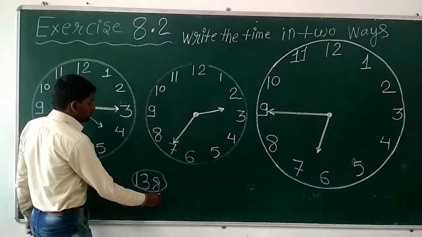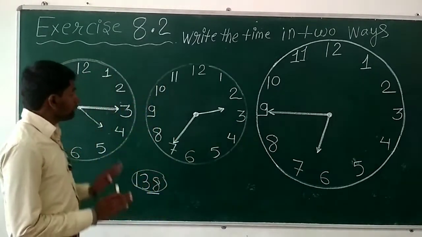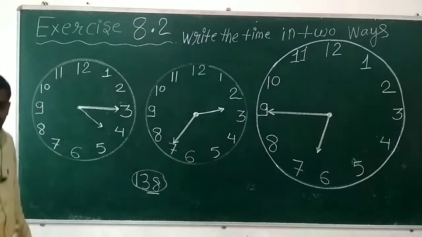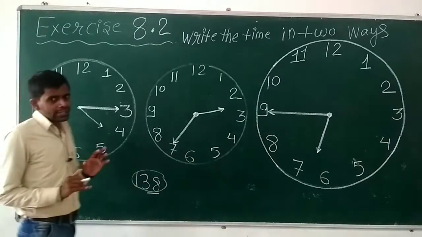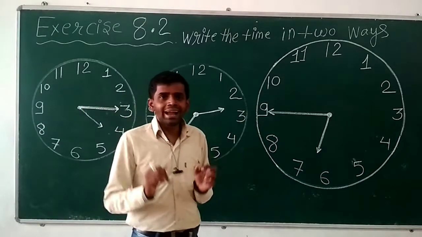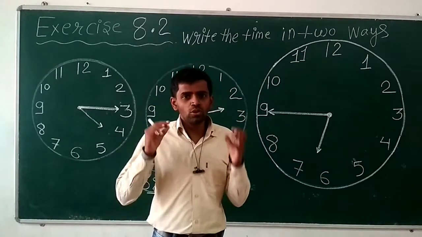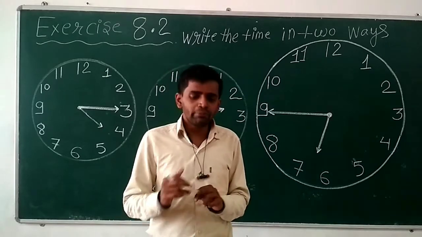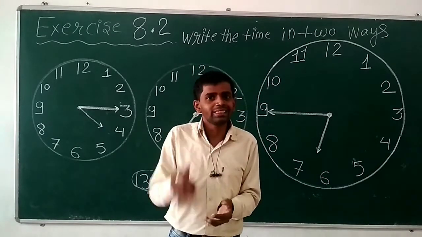आपके book का page number 138 निकालो. And on page number 138 there is an exercise 8.2. Exercise कौन सा है? 8.2. In exercise 8.2 we have to observe the clock. What we have to do? We have to observe the clock, recognize the time, what is the exact time shown in that clock.